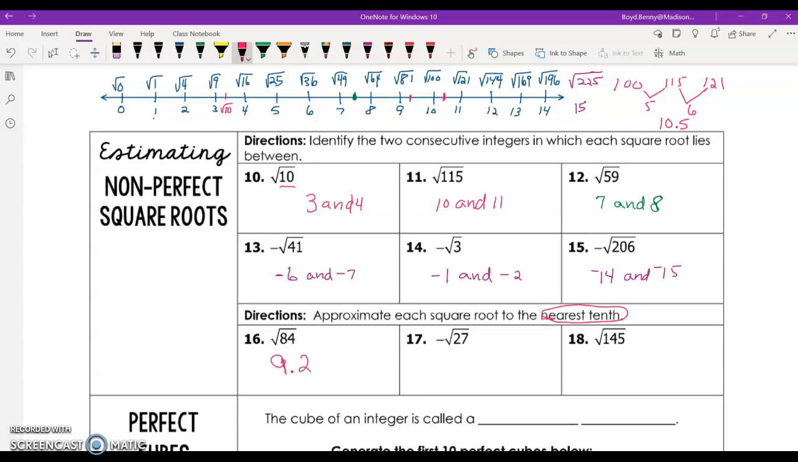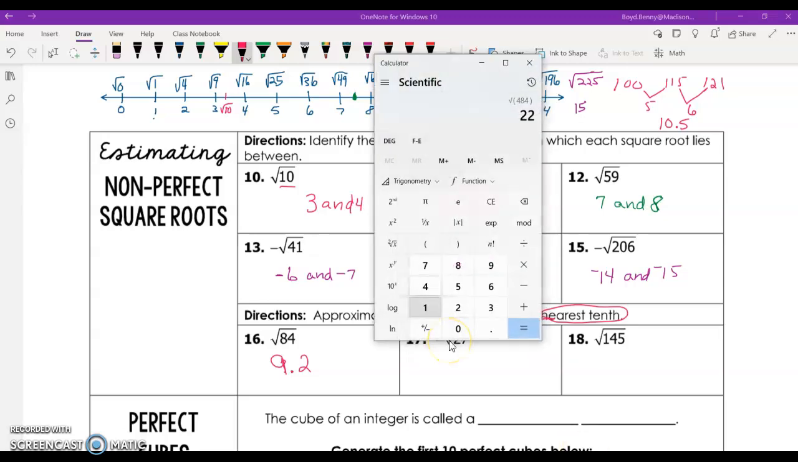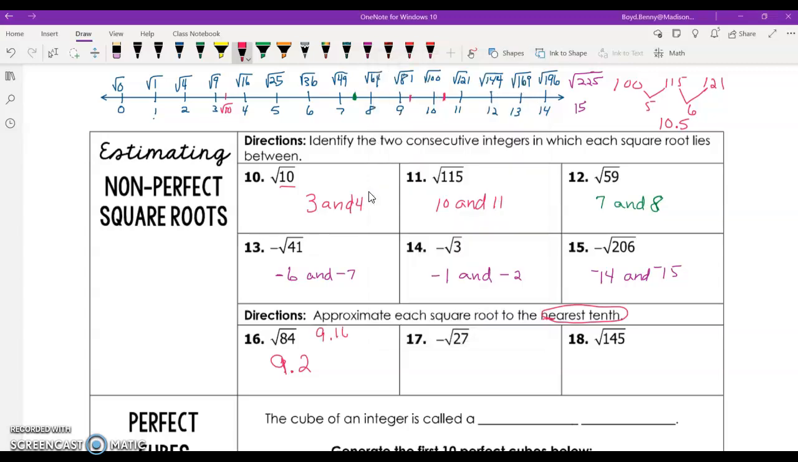If we investigate that on the calculator, we could put in 84, hit our square root button, and we would see that it's 9.16, and then if we round that off to the tenth place, we would get 9.2.